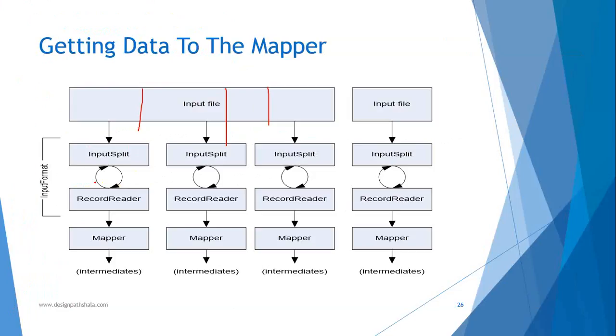And there's something called record reader in between which does everything for you, which reads your real data and creates the key and value pairs which will be the input to your mapper class.